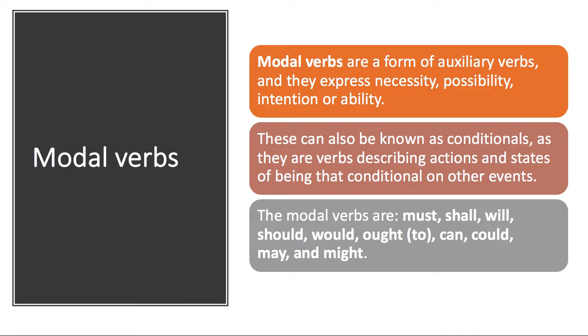So just a reminder that a modal verb is an auxiliary verb, and they express the degree of modality for the main verb. So whether it's possible, whether someone's got an ability to do it, whether it's necessary, the possibility of it actually taking place. Also known as conditionals, and those verbs are must, shall, will, etc. And also their negatives, so must not, mustn't, shall not, shan't, all of these. And they will always go with another verb.